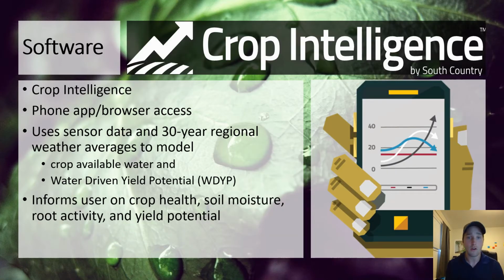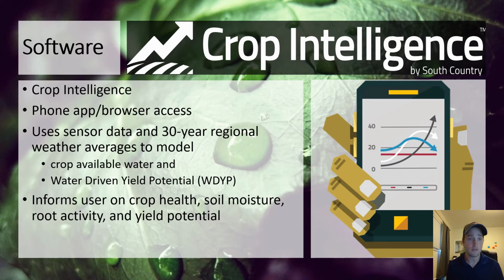Okay, a little bit of the software. There's a couple pieces of software that run this, but in terms of the soil moisture probe, it's really informing a piece of software called Crop Intelligence, which was developed by South Country, the John Deere dealership in the southeastern part of the province.